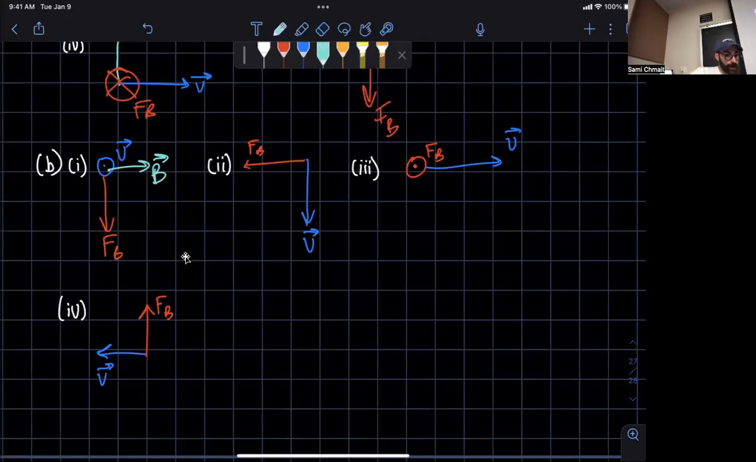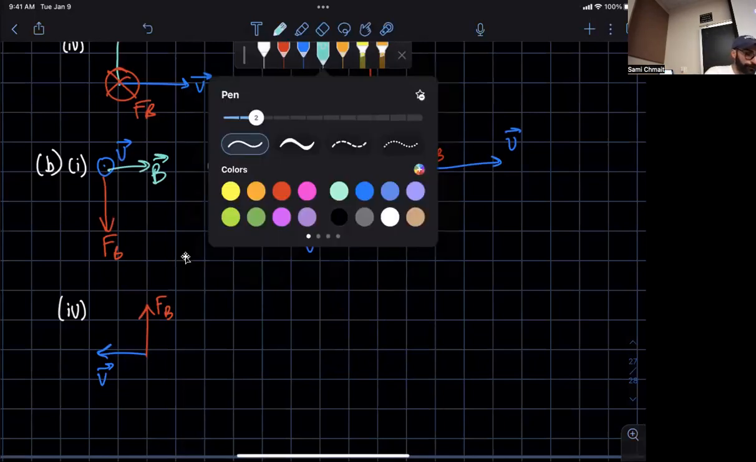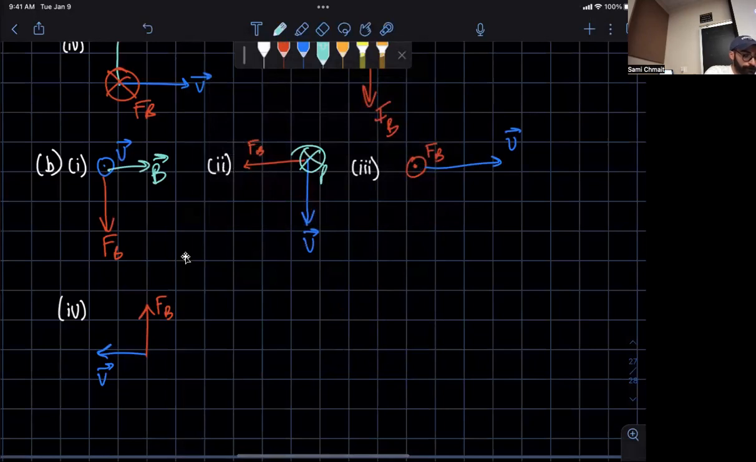Okay, so this next one, like this. So my middle finger is pointing into the page. Question 3 here. So FB is pointing down, middle finger is pointing down, this. And then this last one, my middle finger is pointing into the page.